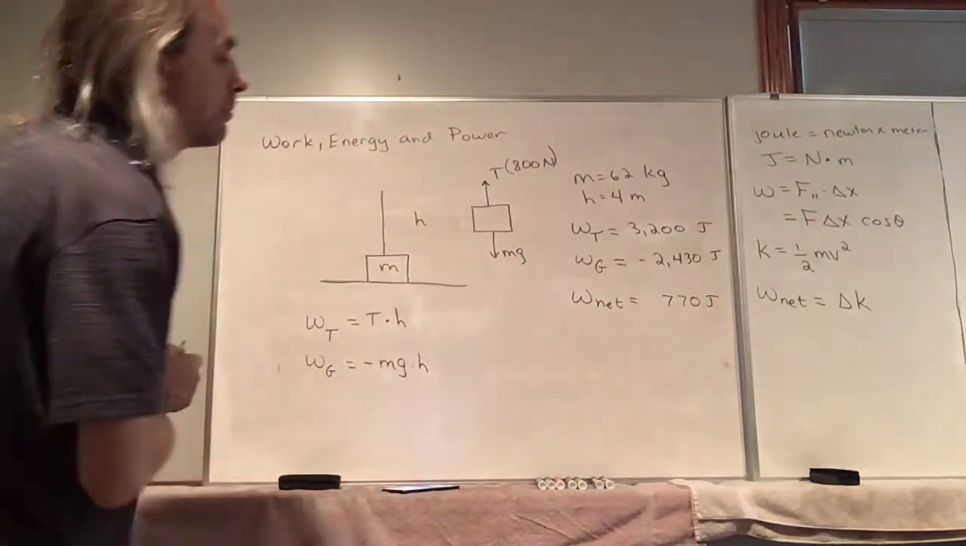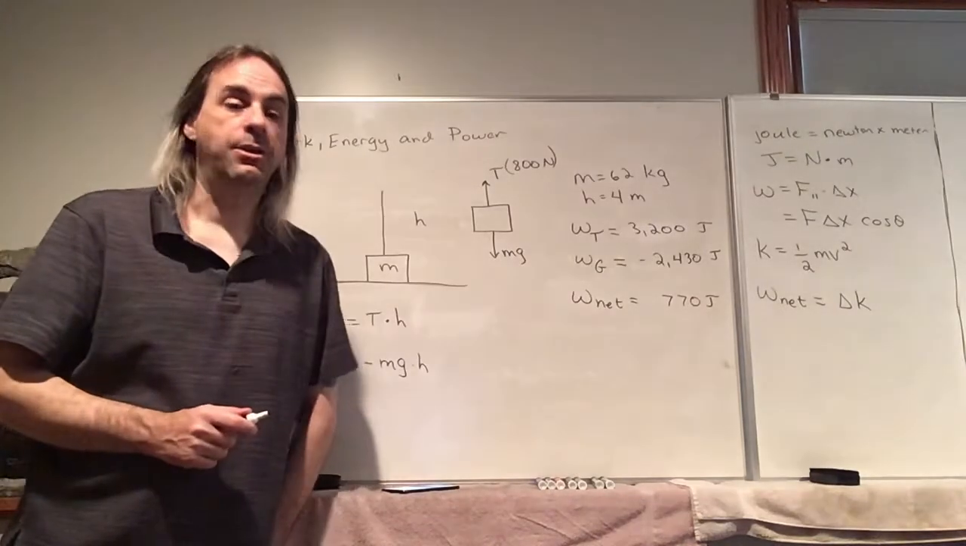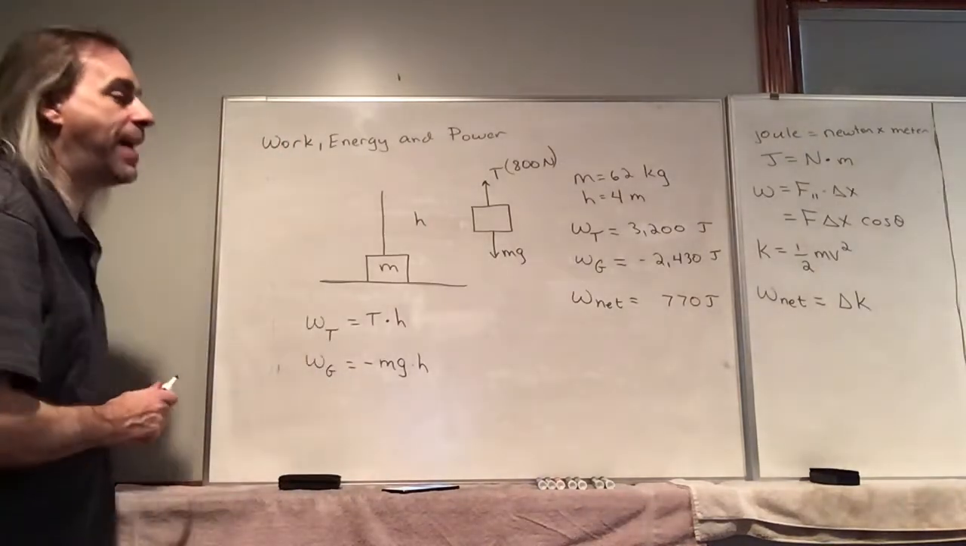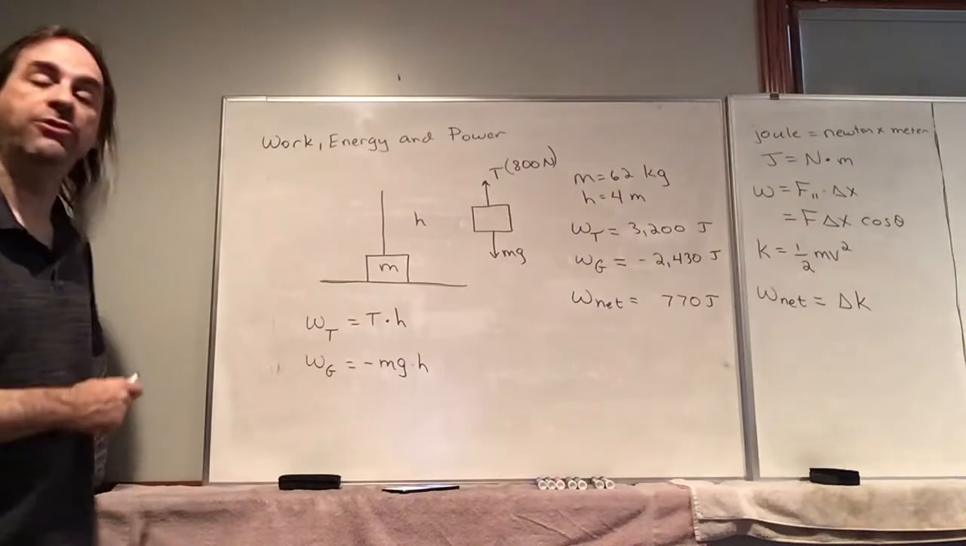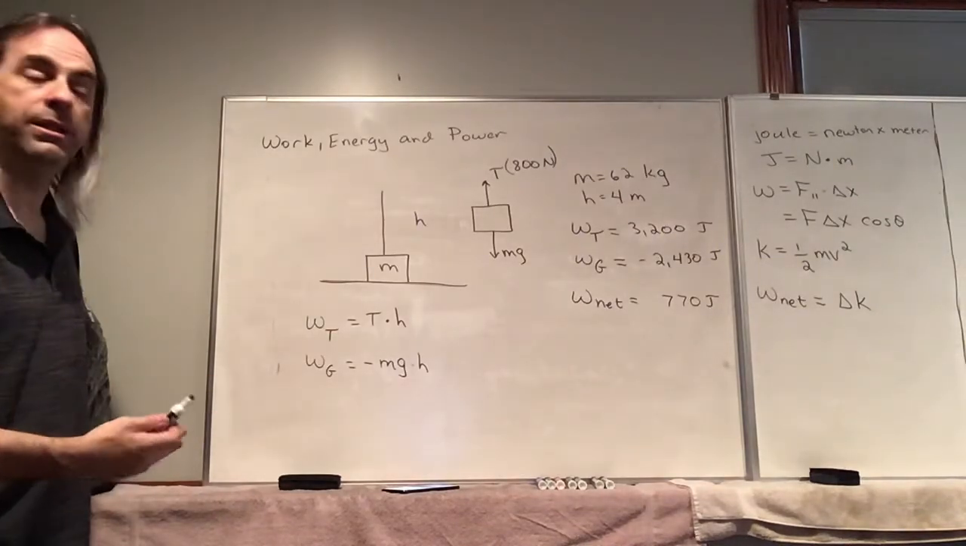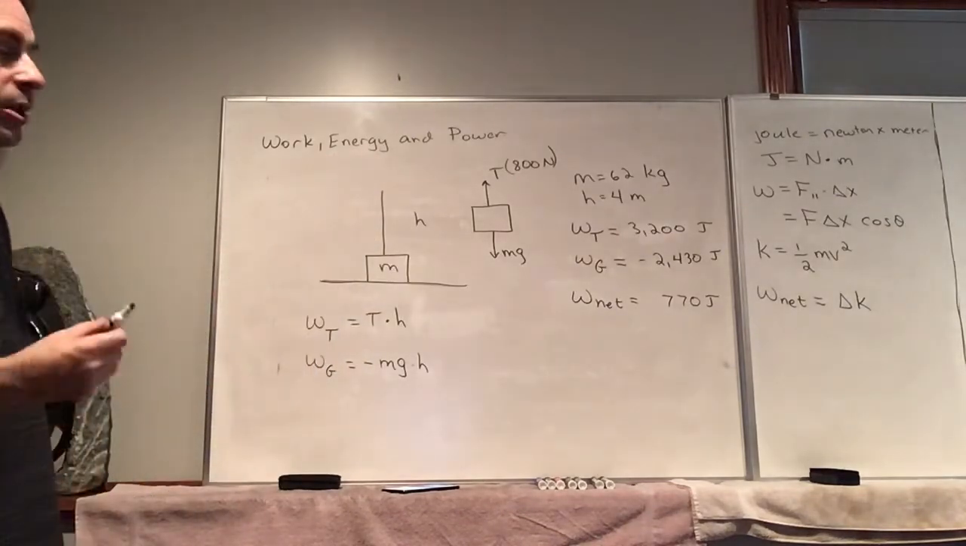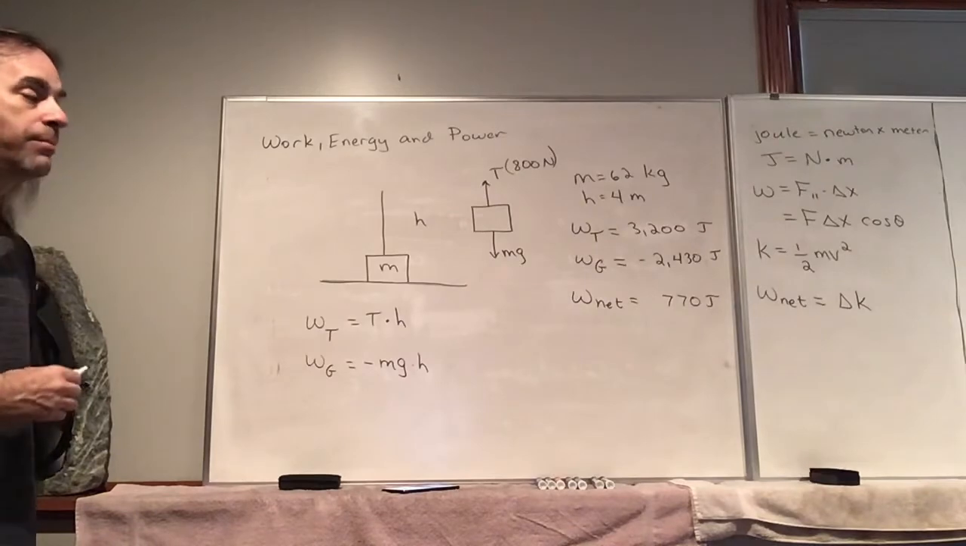770 joules. So yeah, we've done net work in this case. And the result of that is that there's going to be a change in speed. Say that we started out at rest, how fast is this object going to be moving after it's gone through this displacement of 4 meters?